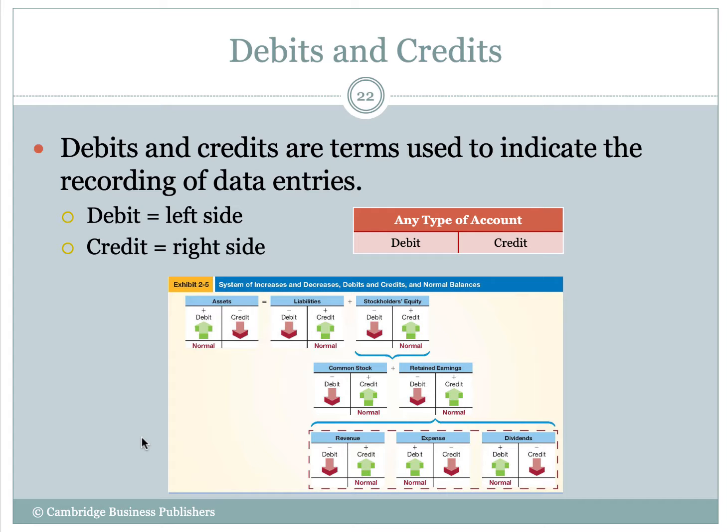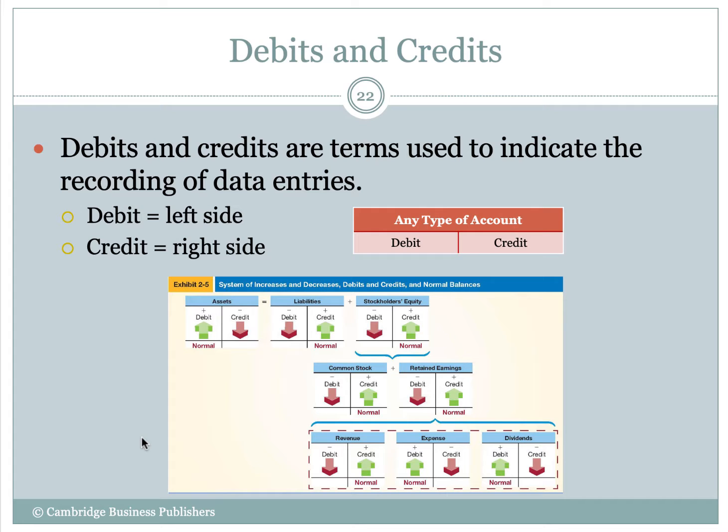Assets, any asset, cash, receivables or accounts receivable, prepaid rent or prepaid insurance, property, plant, and equipment. Any asset increases with the debit, decreases with the credit. Debit is the normal balance side. So you have to memorize that assets are increased with the debit, decreased with the credit. The normal balance side is the debit side for assets.